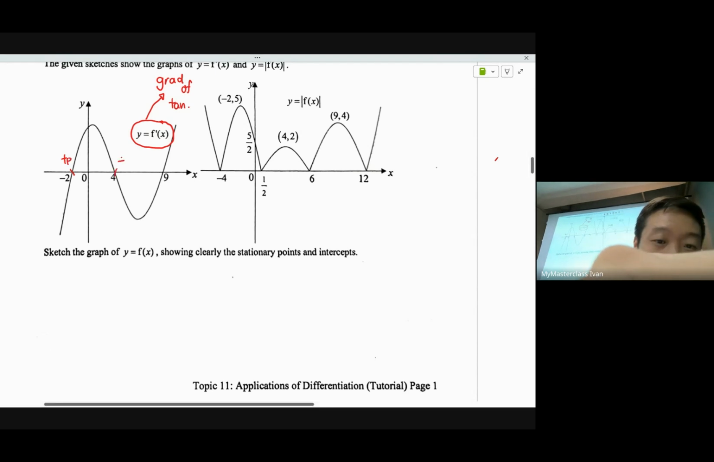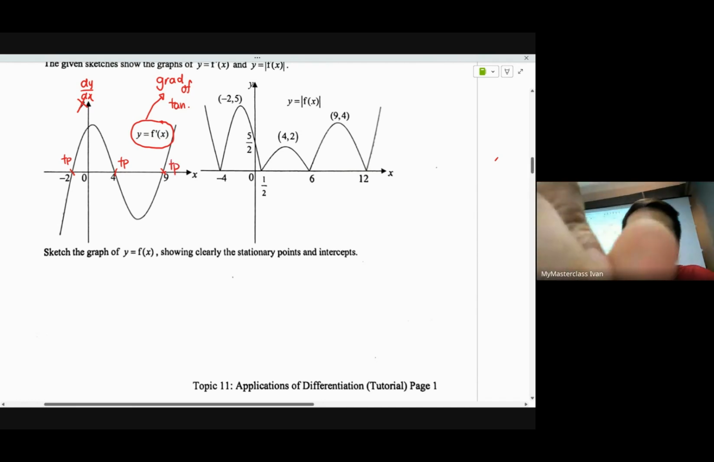Can you see the turning point in the original graph? Strictly speaking, you cancel this, it is dy/dx. dy/dx equals 0 means there are 3 turning points here. So there are basically 3 turning points. Can you see?